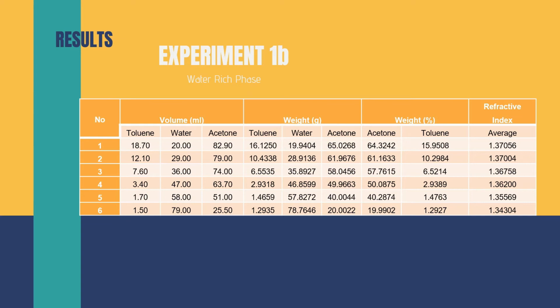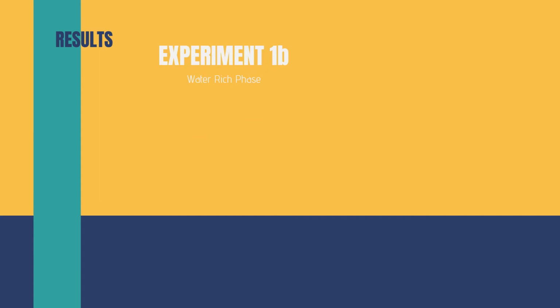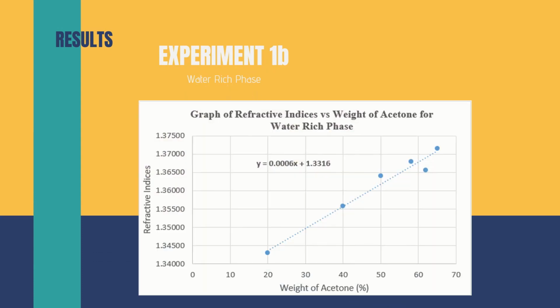Now we're going to discuss experiment 1B, which is the water-rich phase. This is the data which we obtained from the experiment. From here, we can know that experiment 1B was showing the heavy phase composition. From the data we obtained, we can plot the graph which is the refractive index against the weight of acetone.